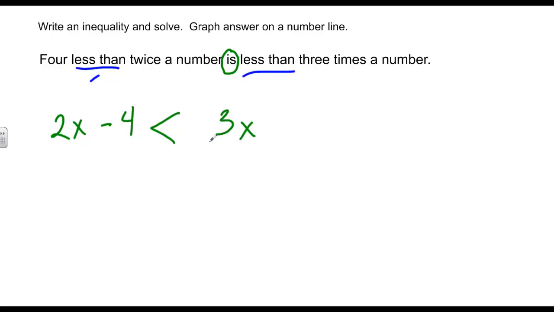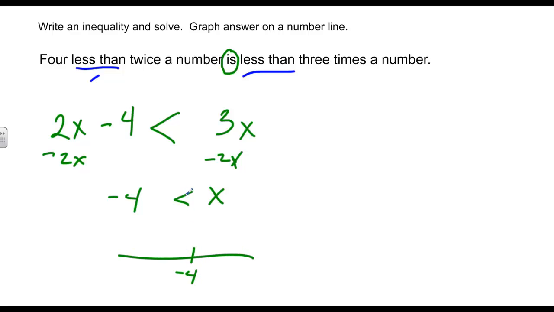And now we're going to solve that. Once again, keeping our variable term positive, we subtract 2x from both sides. I get x is greater than negative 4. Here's my negative 4. Since it's strictly greater than, open circle, and greater moves to the right.